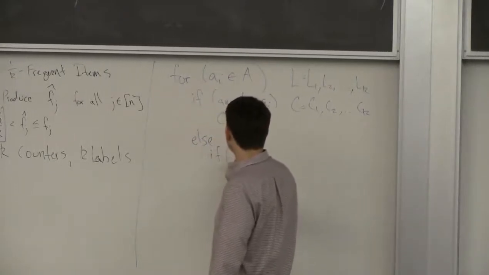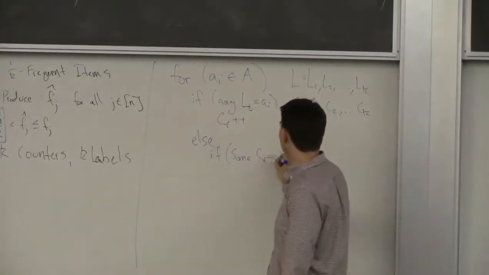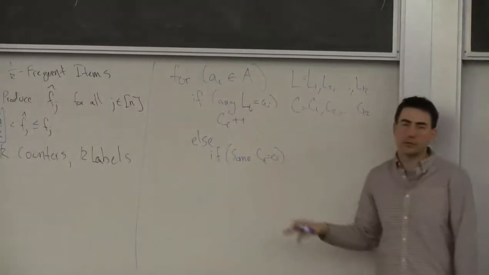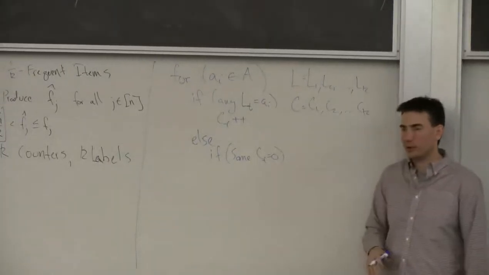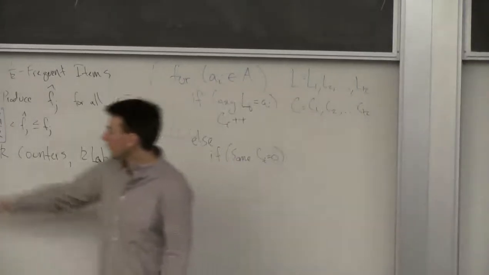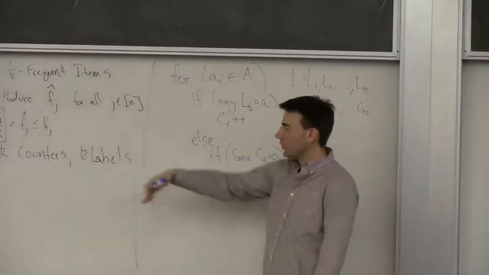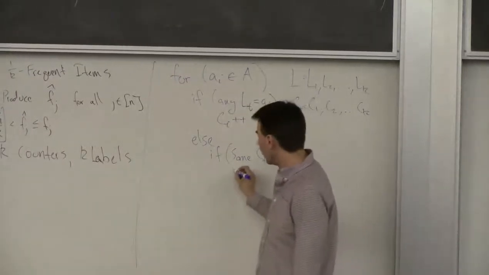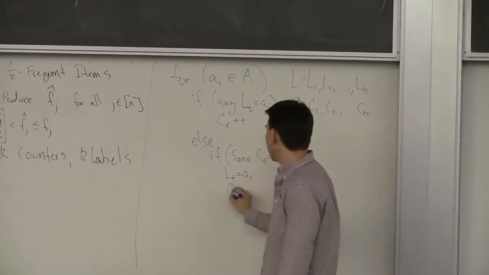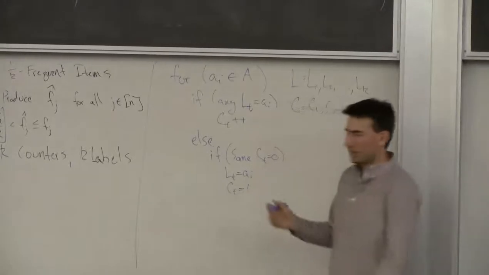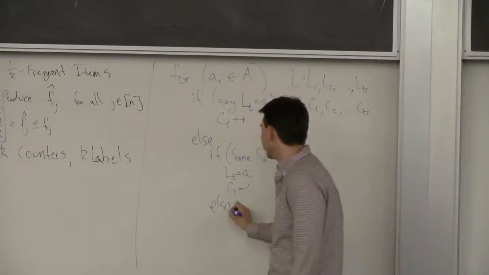Else, if some counter C_T is equal to 0, that means I can take over this counter. I have nothing stored here. I initialize all the counters equal to 0, so if any counter is equal to 0, I can set the associated label equal to A_i and the counter C_T equal to 1. Okay, now else is the interesting case.